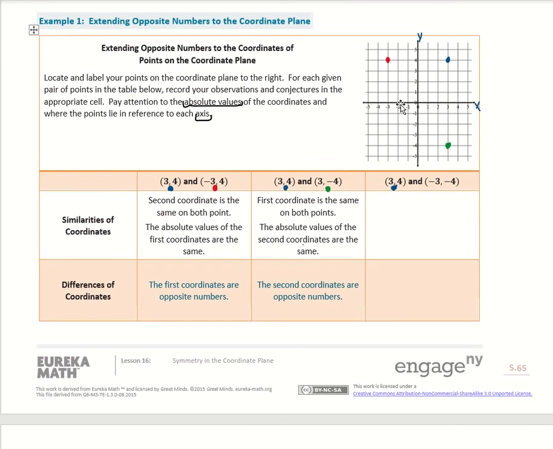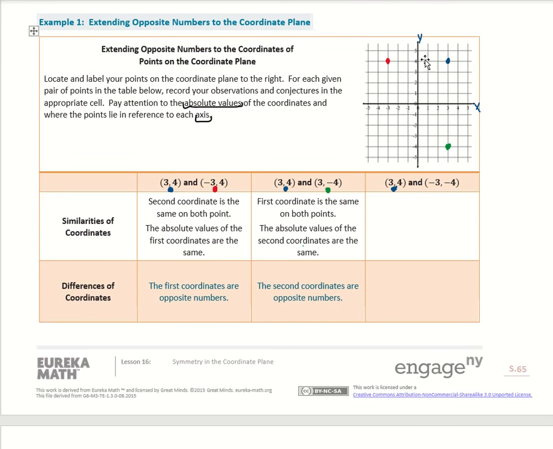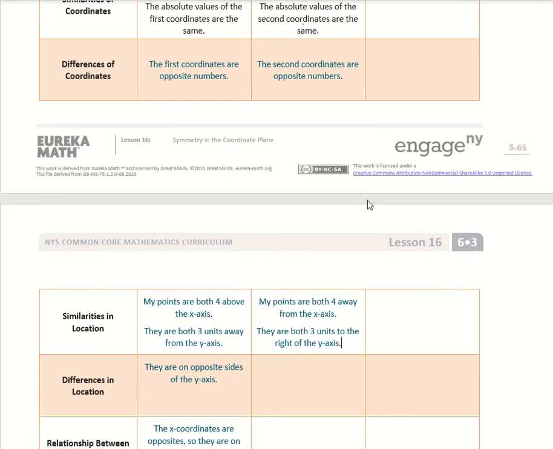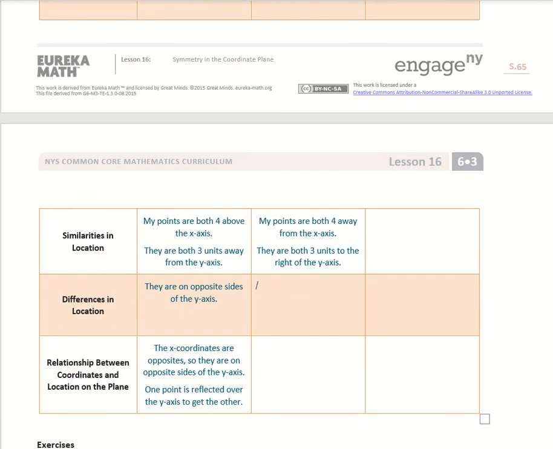We can go on up and look at that. This point right here, 1, 2, 3, that's to the right of the y-axis. 1, 2, 3, that's 3 to the right of the y-axis. So instead of being 3 units to the right, instead of being on opposite sides of the y-axis, this time they are on opposite sides of the x-axis.